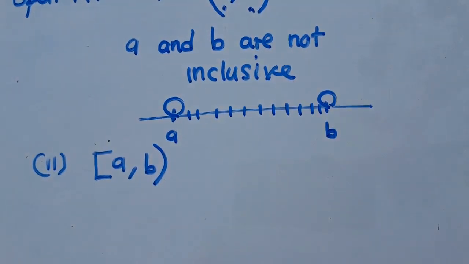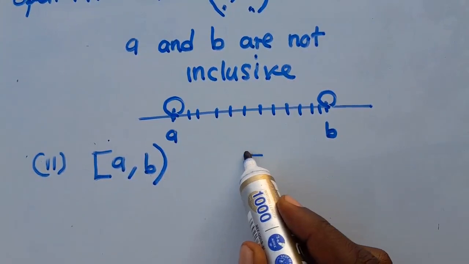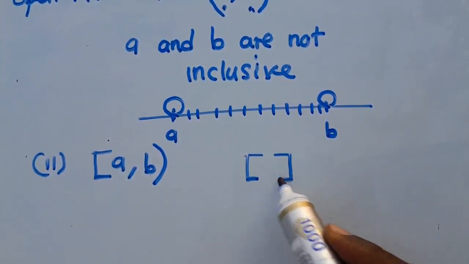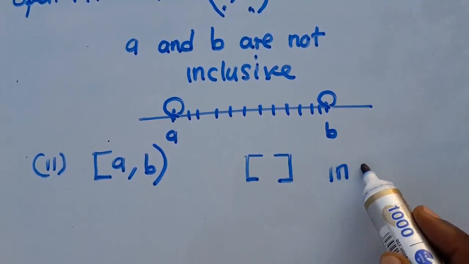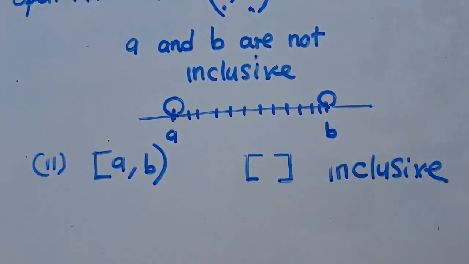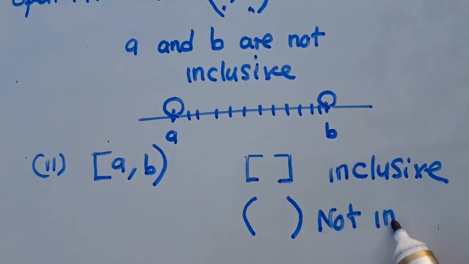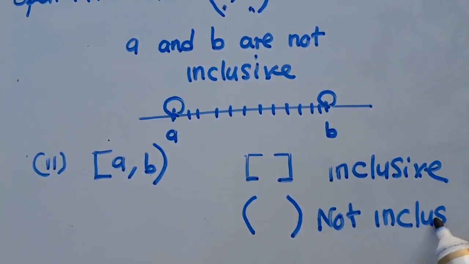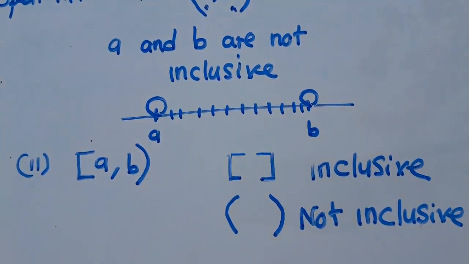What does this mean? Before I go any further, whenever you see these brackets, it means inclusive. And when you see these brackets like this, it means not inclusive, not part of the solution. This is what those mean.